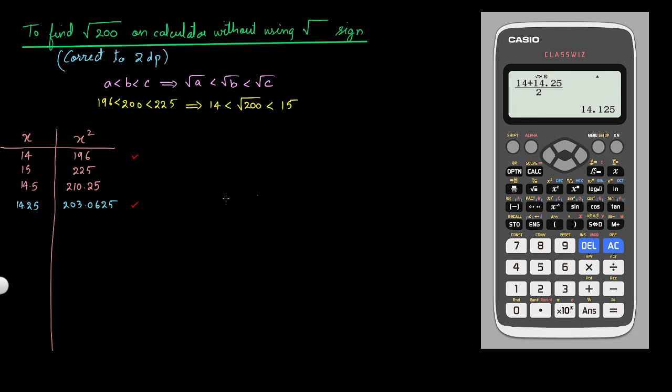So let's take 14.125, and I will square this. That gives us 199.5156. Now it's gone below 200. We just know that it's less than 200. So now I've got one value which is above 200 and one which is below. So now I know that my answer is between these two values.